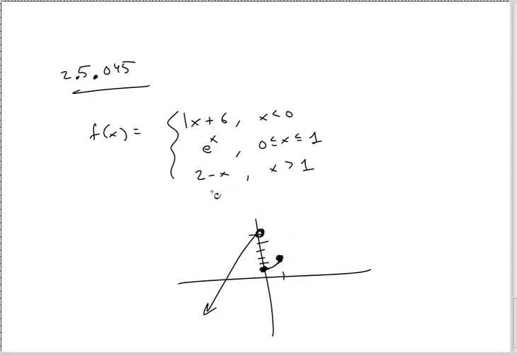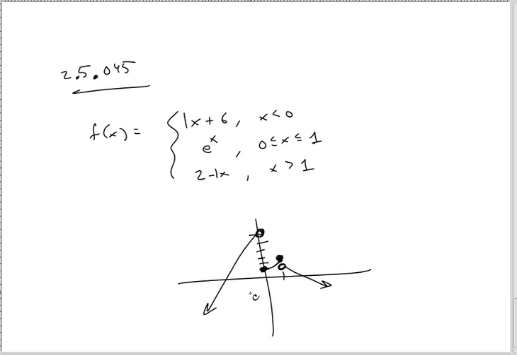And then the last one is this 2 minus x, as long as x is more than 1. Where it actually ends up starting is right below that, and then it kind of does this. Again, that's going to be a -1 slope, so a -45 degrees. Again, not perfect to scale there. So this is the graph.